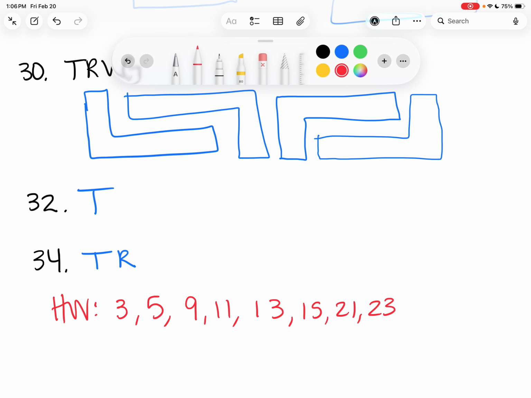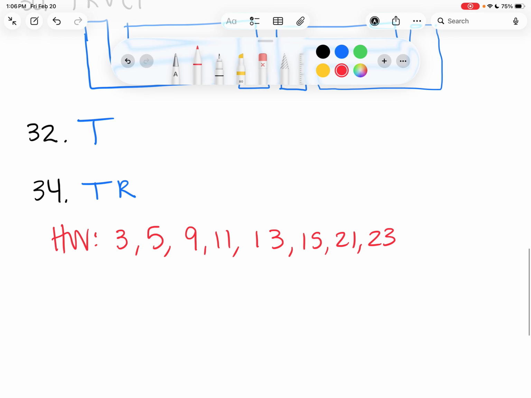Anyways, like I said, don't stress too much over this stuff. This isn't the most important thing, but I did want to briefly cover it.